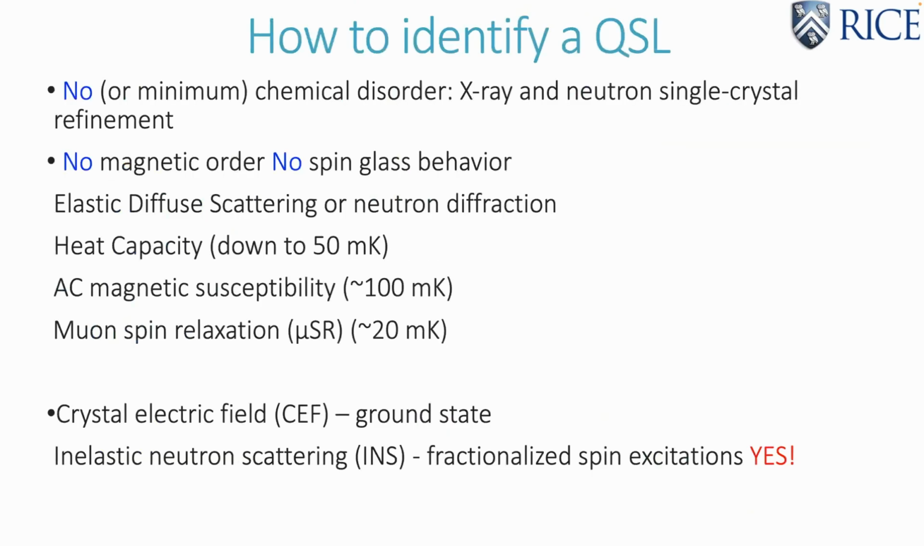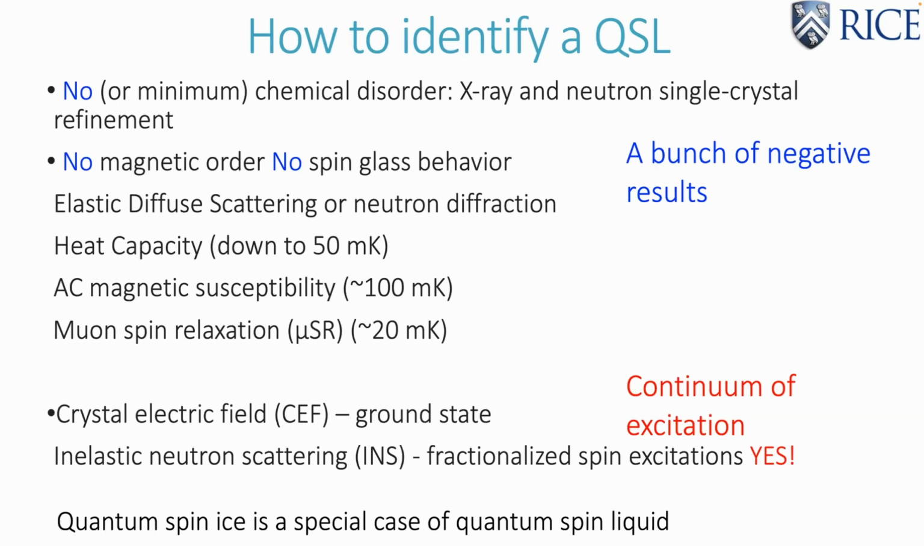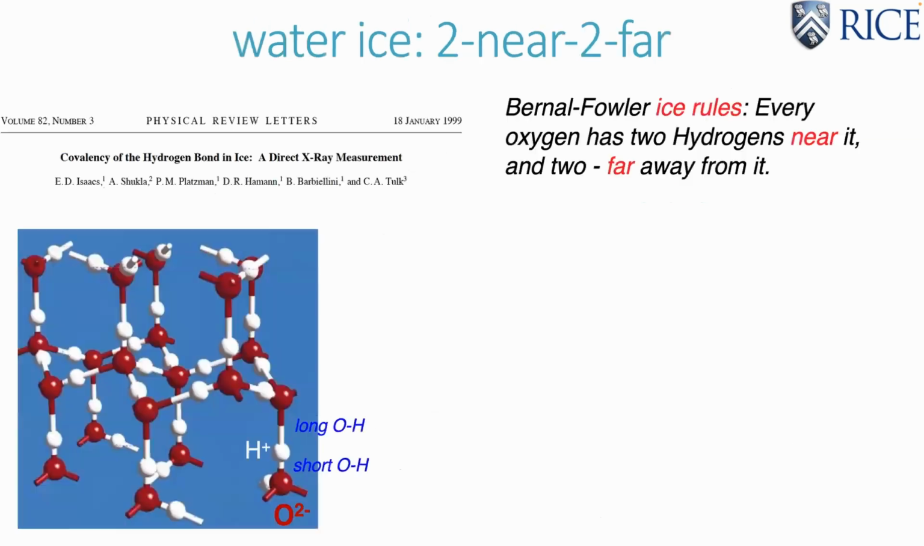So how do we identify the quantum spin liquid? We need to do a bunch of characterizations to determine that there's no or minimum chemical disorder. We need to do heat capacity, susceptibility, muSR. So basically a bunch of negative results. Then we see the continuum excitation through the neutron scattering. So the quantum spin ice is a special case of quantum spin liquid.